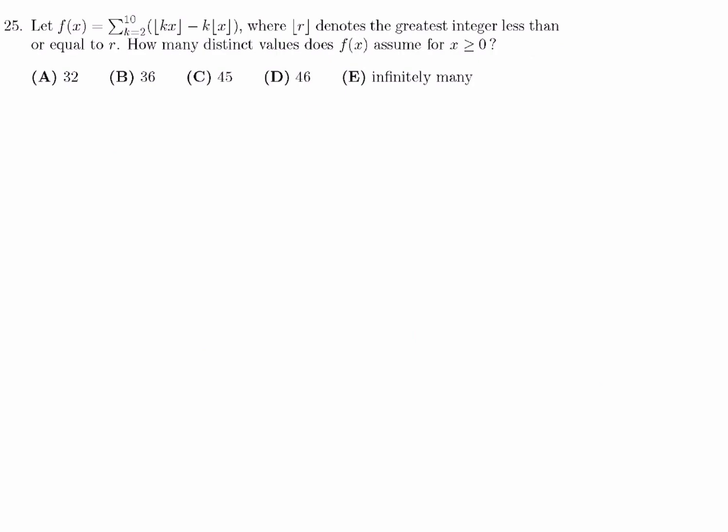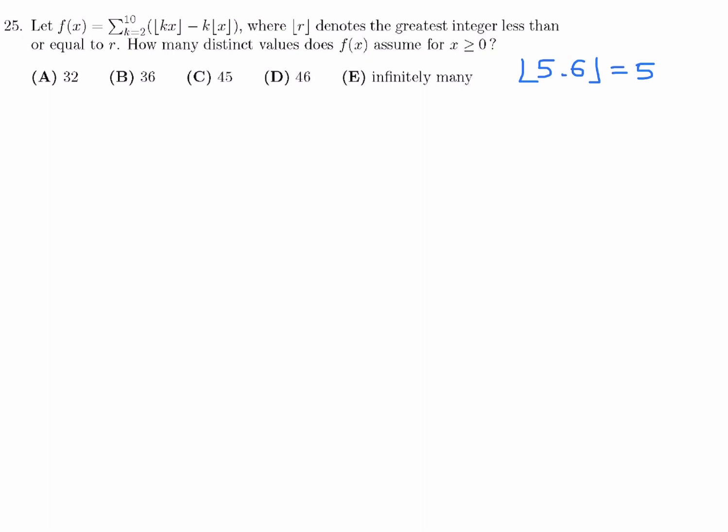Let f of x equal the sum from k equals 2 to 10 of the bracket kx minus k times the bracket x, where bracket r denotes the greatest integer less than or equal to r. How many distinct values does f of x assume for x greater than or equal to 0? So for example, the bracket of 5.6 is equal to 5. It's the greatest integer less than or equal to the value inside the bracket.